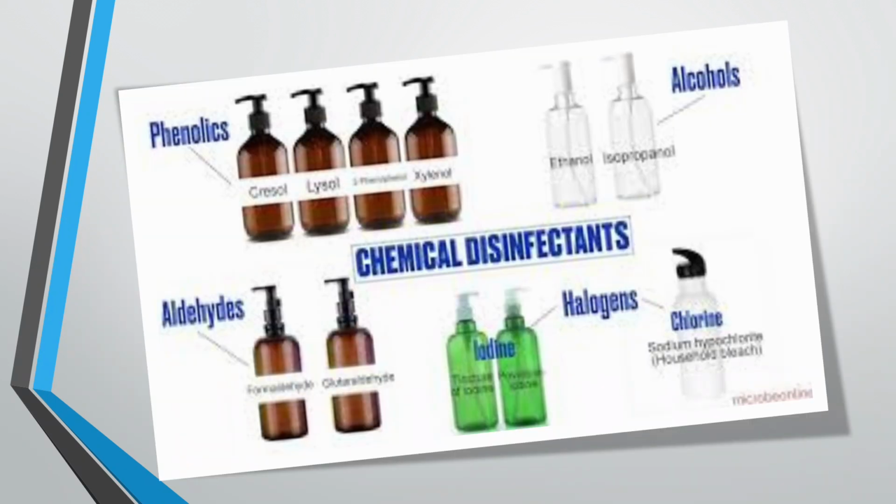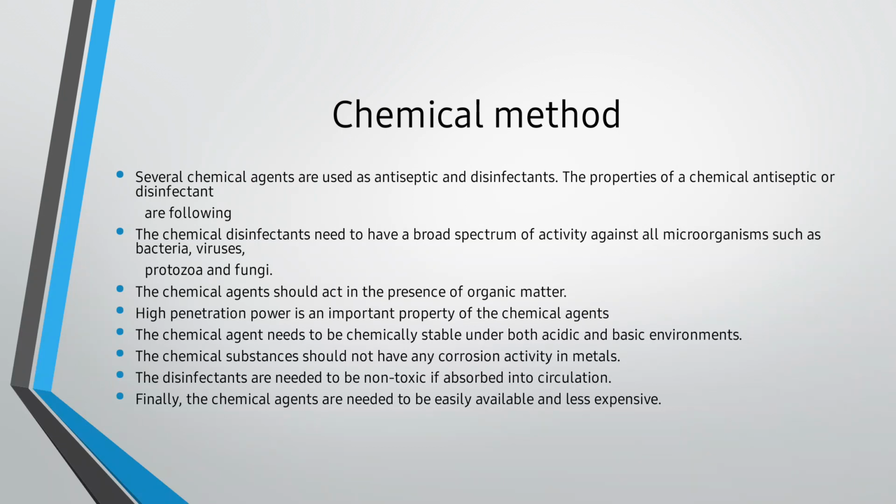Next is about chemical disinfectants. For example, alcohols, which are used before the injection is given. Aldehydes, phenolics, halogens, chlorine. These are all different types of chemicals used as methods of sterilization. Several chemical agents are used as antiseptics and disinfectants.